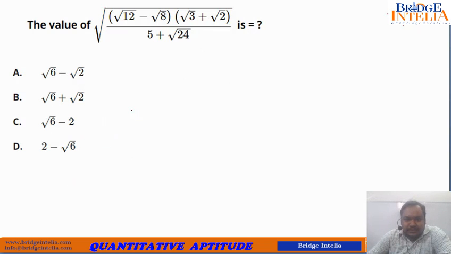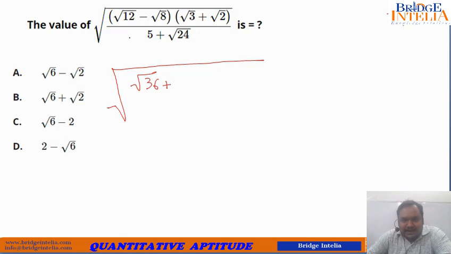Okay, what is the value of this? Now see, this expression can be written as under root of, root 12 into root 3, root 36, plus root 12 into root 2, root 24, minus root 24, because root 8 into root 3 is also root 24, minus root 16.